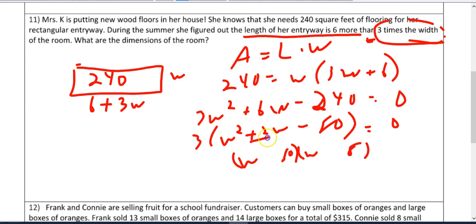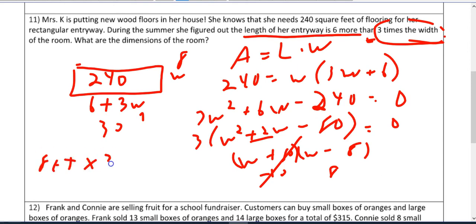And since I want more positives, it's going to look like this. So that's going to give me -10 and +8. We cannot have a negative measurement. Therefore, I know my width is 8. And if I plug 8 in right here, 8 times 3 is 24, plus 6 is 30. So my dimensions are 8 feet by 30 feet.